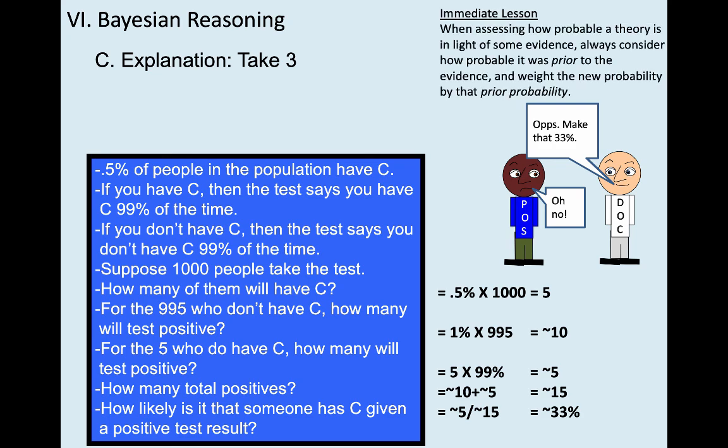So here's the immediate lesson. When assessing how probable a theory is in light of some evidence, like the theory that you have cancer, you should always consider how probable the theory was prior to the evidence and weigh the new probability by that old prior probability. And Bayes' theorem gives you a way to do that, but more generally, the strategy that we're talking about here gives you a way to do that for particular kinds of cases.